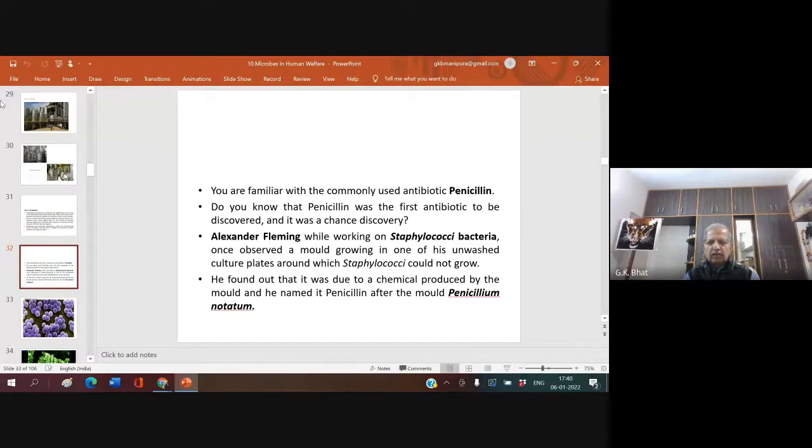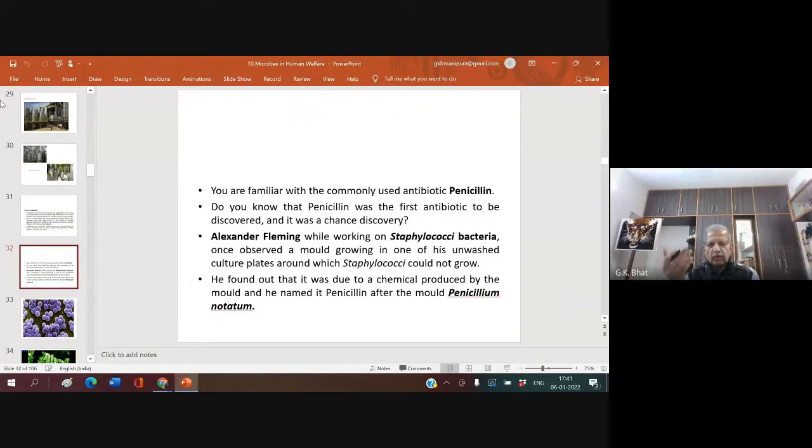It was not a deliberate, attempted discovery. Discovery of penicillin took place as a chance matter. Alexander Fleming, when he was working on Staphylococci bacteria, once observed a mold growing in one of his unwashed culture plates, around which the bacteria could not grow.